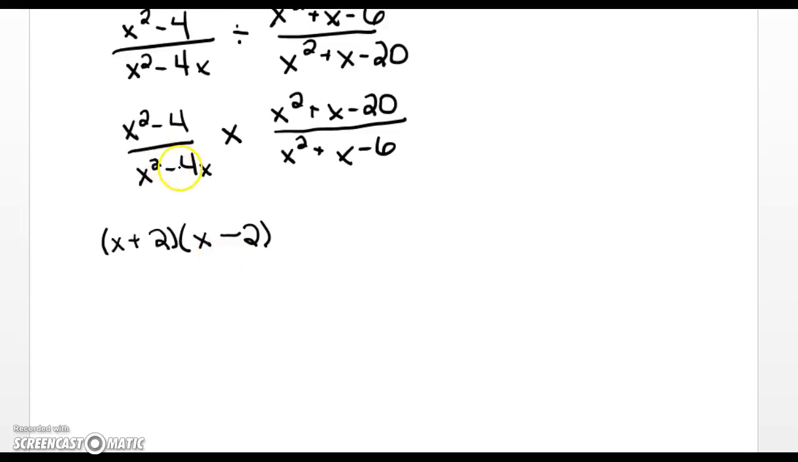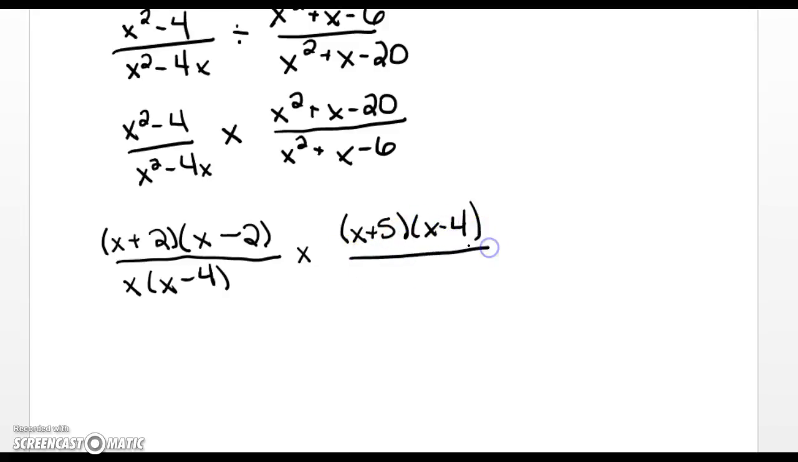Then we can look at breaking apart the factors for each of our other terms, which we've already done when we did our non-permissible values. So when we were looking at x squared minus 4x, we had x times x minus 4. And then in our second fraction, this x squared plus x minus 20 was x plus 5 and x minus 4. Then for x squared plus x minus 6, we had x plus 3 and x minus 2. So remember, these are at the beginning of the video if you're just trying to think back to how we did that work.